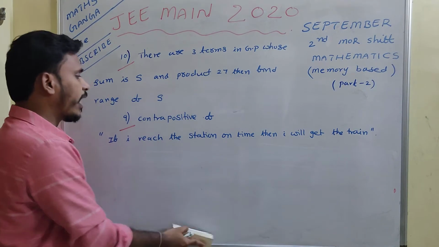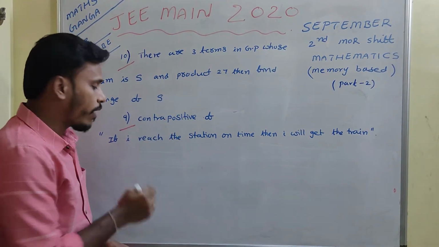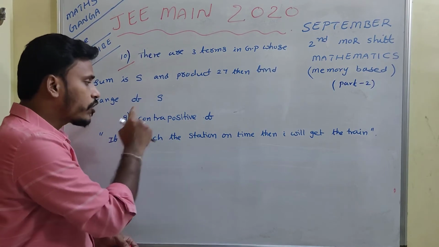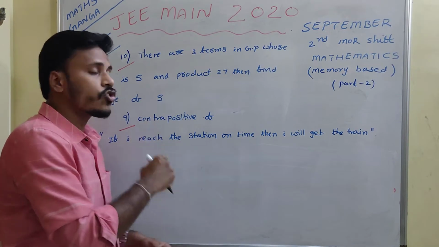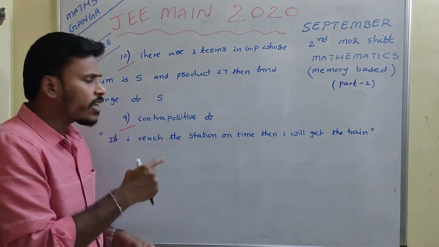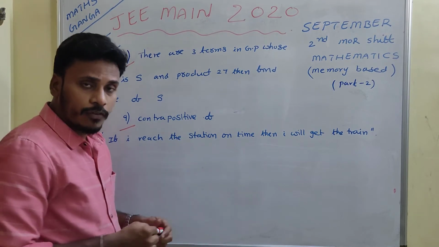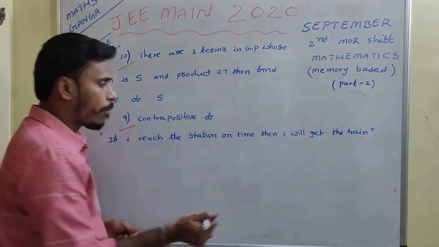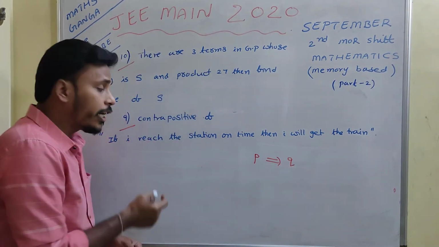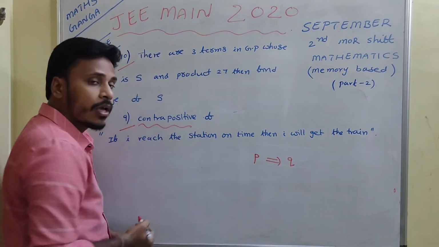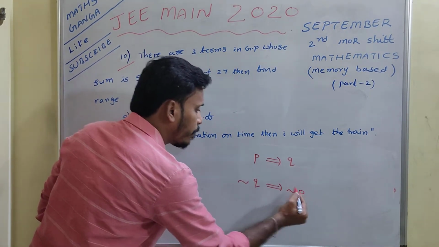And now, see the 9th question. The question is asking you to find the contrapositive of a statement. If I reach the station on time, then I will get the train. I need to calculate the contrapositive for this statement. I think we are all familiar with the converse, inverse, contrapositive. If I have a statement P implies Q, then the contrapositive of the given statement is negation Q implies negation P.